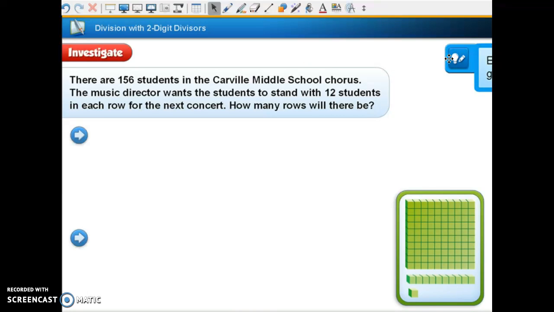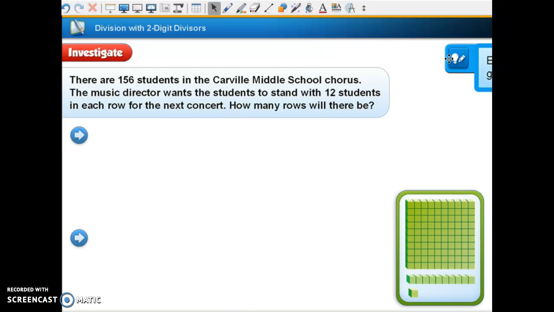There are 156 students in the Carville Middle School chorus. You know what a chorus is? It's a big group of people that sing. The music director wants the students to stand with 12 students in each row for the next concert. How many rows will there be?